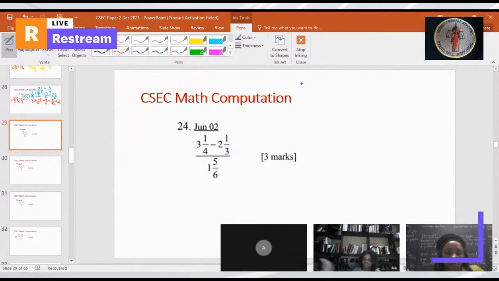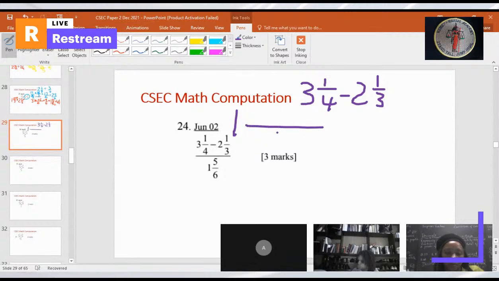Okay, we do the top one first. So the lowest common multiple of 4 and 3 is 12. Deal with the whole numbers first. The whole number is 3 minus 2 is 1. So the lowest common multiple of 4 and 3 is 12. 4 into 12 goes 3 times, so we multiply this 4 by the 3, right? Yes, miss. And 3 into 12 is 4.